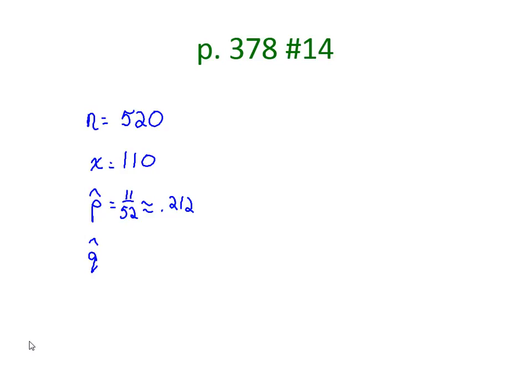What would q hat be then? Okay, that minus 1. And so if we subtracted that, we would be looking at having 41 out of 52, which is approximately 0.788. Because p hat is your probability of success, q hat is your probability of failure.